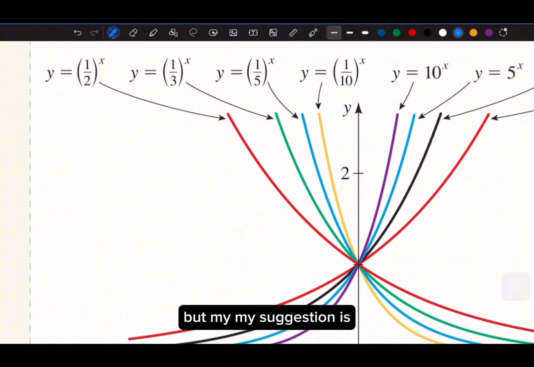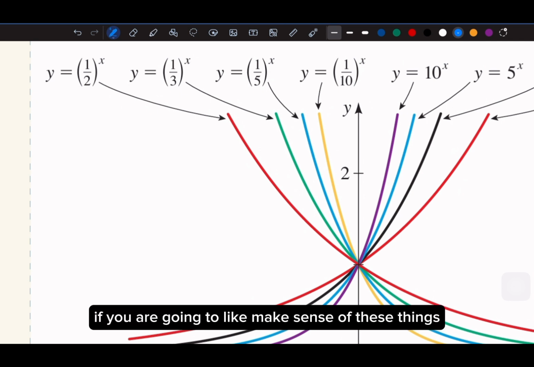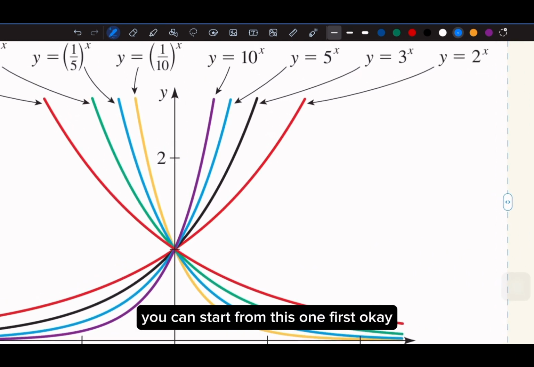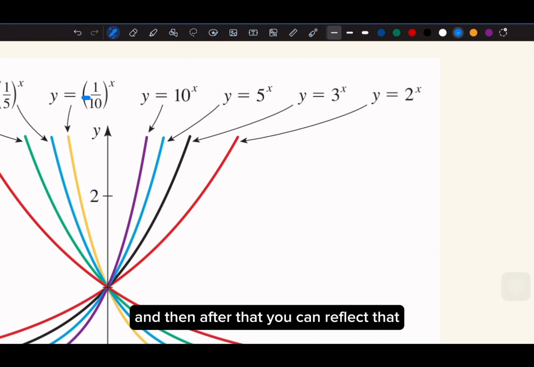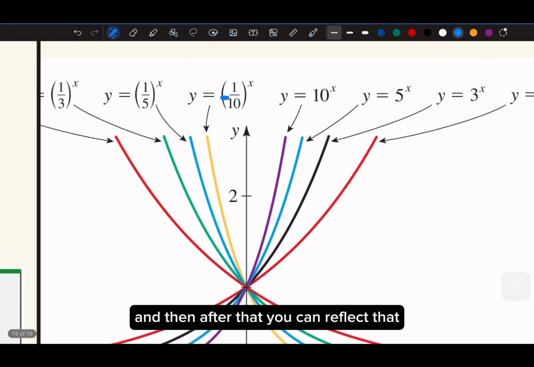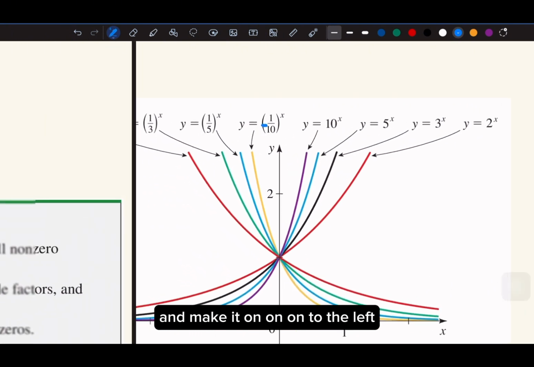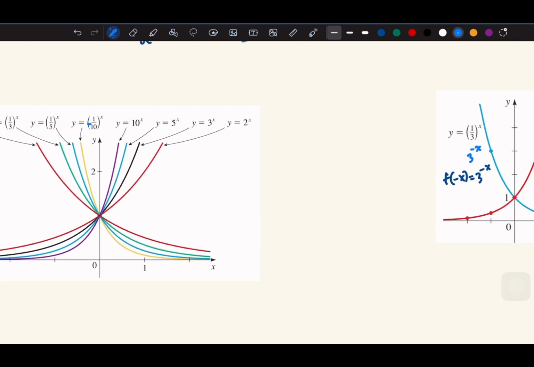But my suggestion is, if you are going to make sense of all of these things, you could start from this one first, okay? So the right one first, and then after that you can reflect that and make it onto the left. Okay.